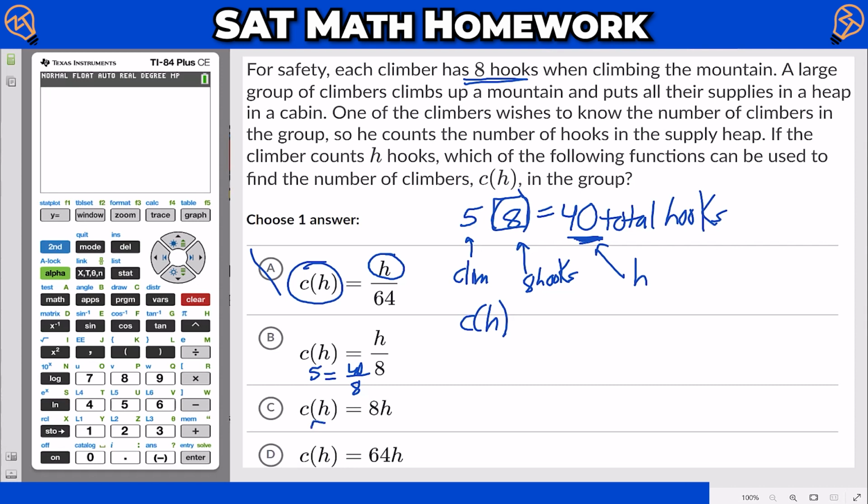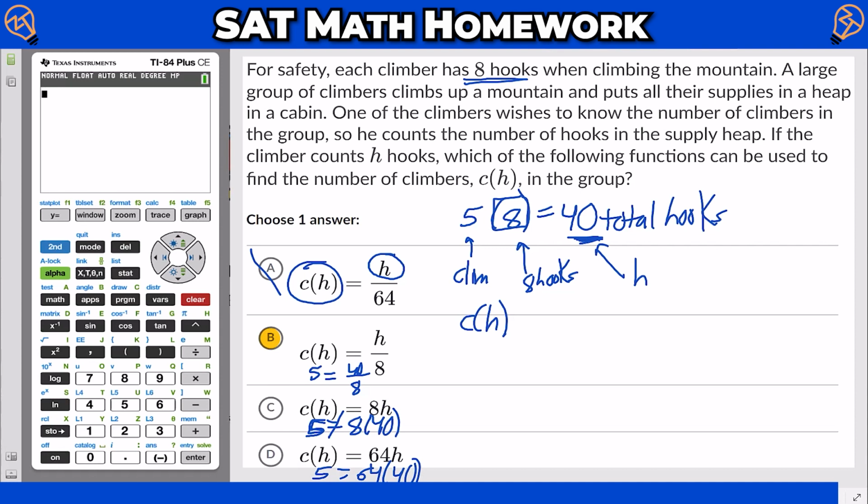Same thing here: if I said 5 equals 8 times 40, that doesn't make sense. I would get 320 on the right side, which is not equal to 5. And then for option D, if I plugged in 5 for climbers and did 64 times 40, that's definitely not going to give you 8. So that doesn't make any sense. In conclusion, our correct answer is B.